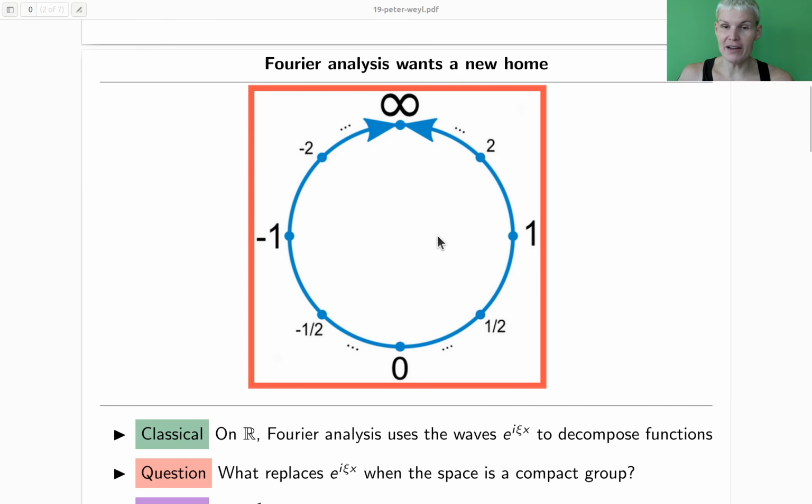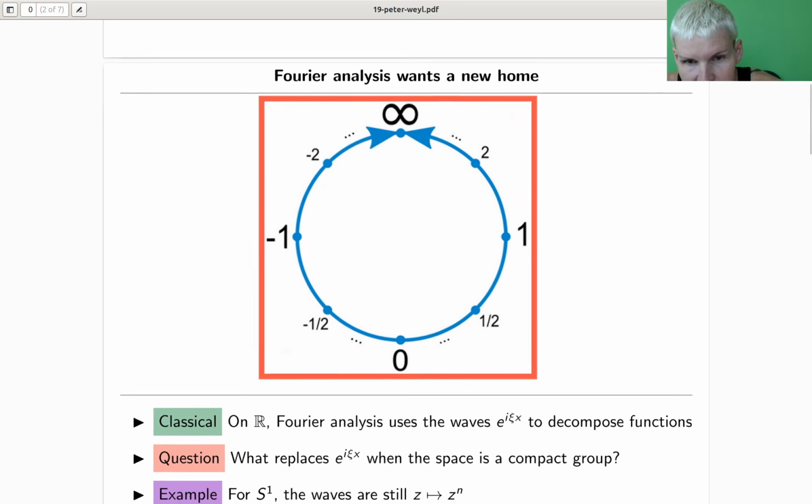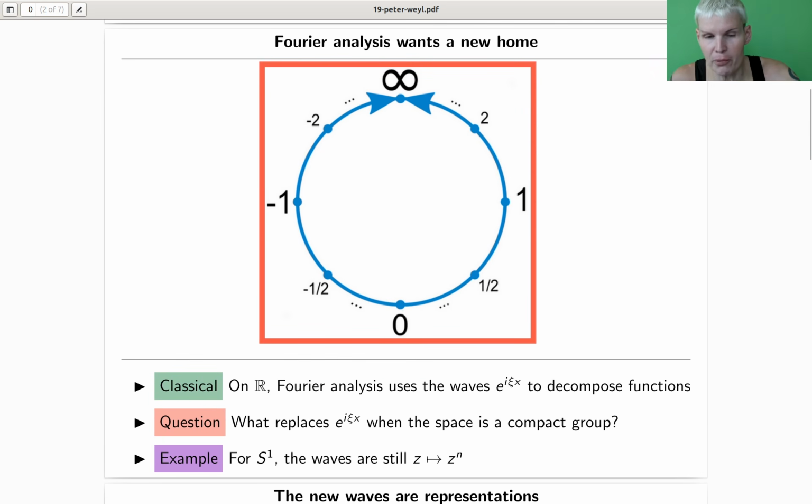Anyway, Fourier analysis, I will recall for you what that is. You have seen it on R, but I will do it on S1, and S1 and R are really just the same. I take the line, bend it over, like in my picture up here, have some point at infinity. So S1 and R are the same. And the Fourier waves on S1 are just very easy things: z equals z to the n.